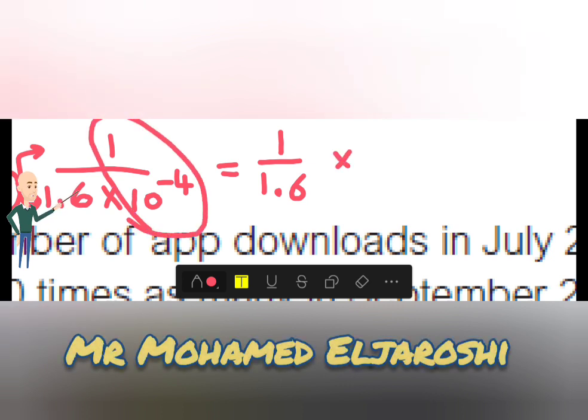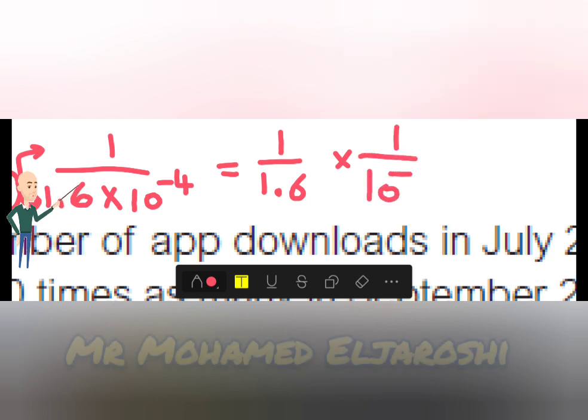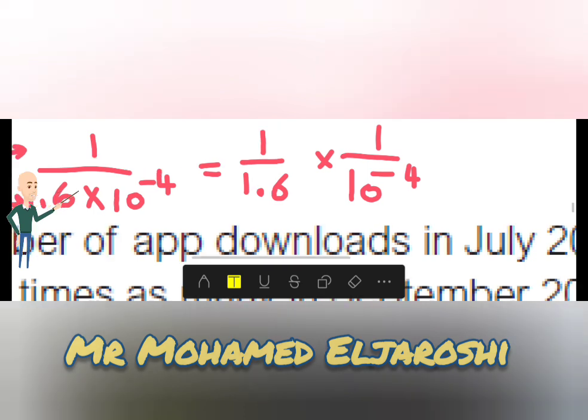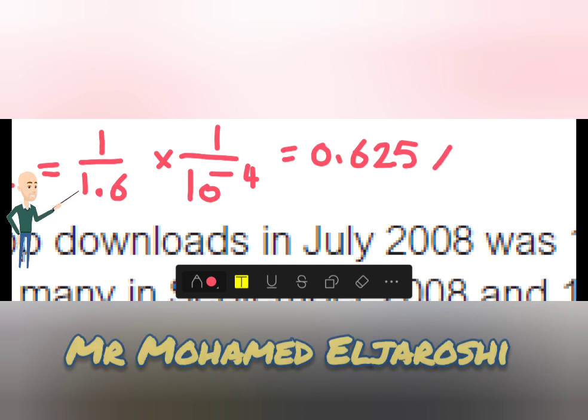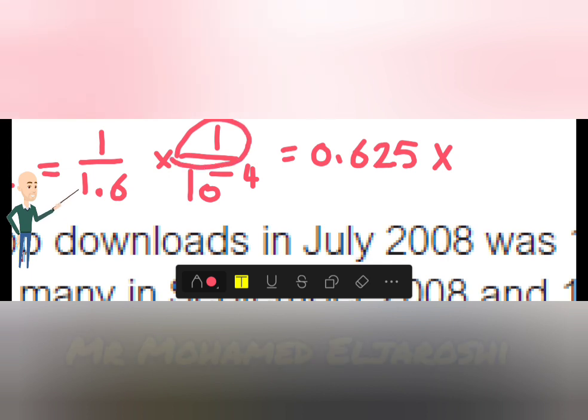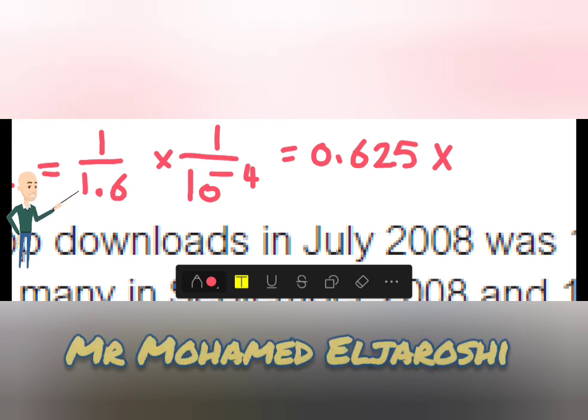By this one, 1 over 10 power of negative 4. So 1 over 10 power of negative 4. Good. Now, we're going to simplify this more. 1 over 1.6, or 1 divided by 1.6, equals 0.625, multiplied by this one. And as we said before, if you have 1 divided by a number, it means there's a negative power. And we already have a negative power, so negative times negative is positive. So it's going to be 10 power of 4.